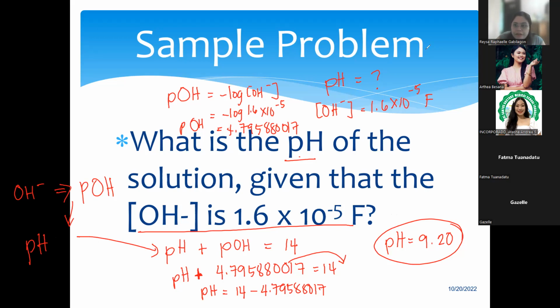Let's have another example for you to check whether naintindihan ang gagawin. Wala.